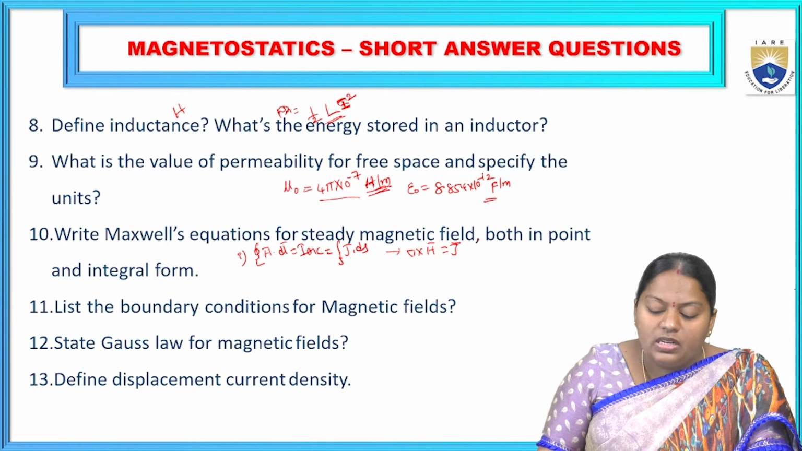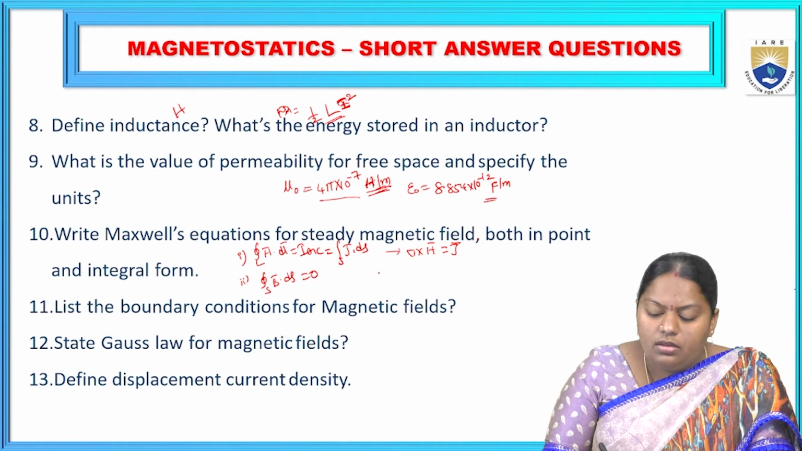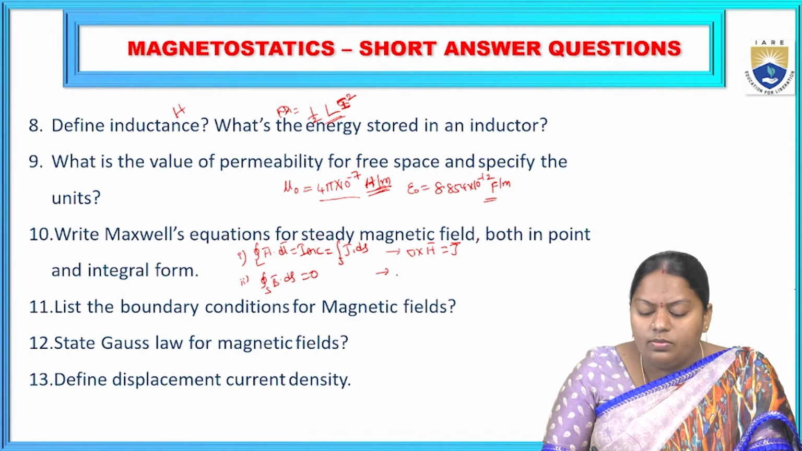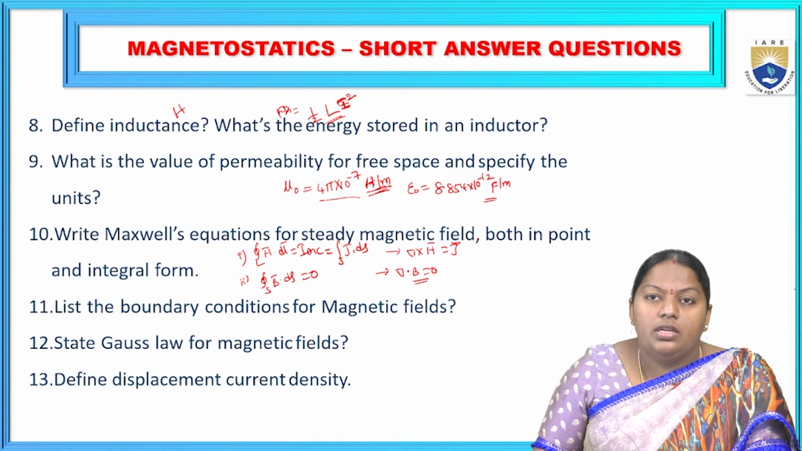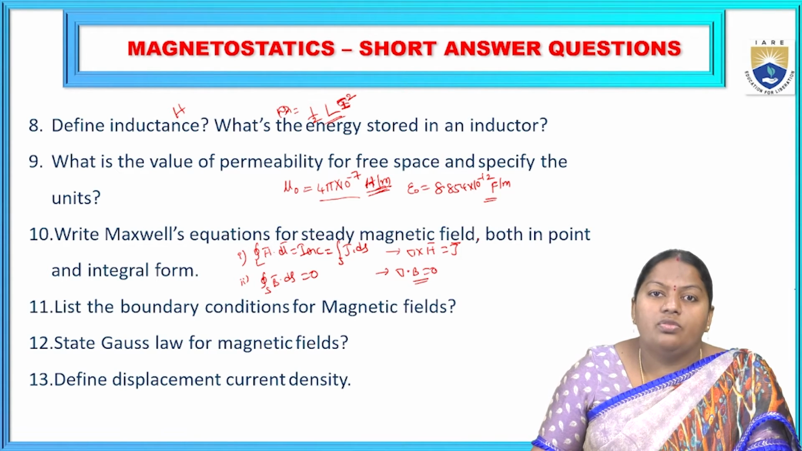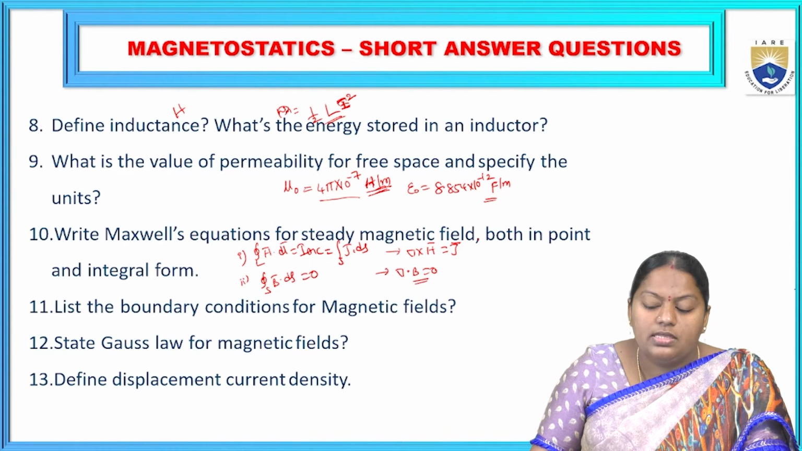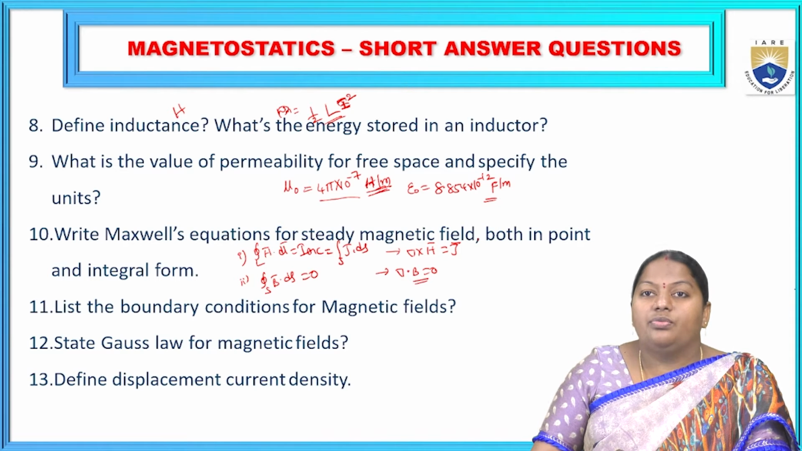magnetostatic fields. Coming to the second one, the integral form is closed surface integral over S of B dot ds is equal to 0, and then by applying the divergence theorem to this, it becomes del dot B equal to 0. This means we cannot separate the magnet into two parts, or isolated magnetic charge does not exist. We consider this the second Maxwell's equation to be derived in the case of steady magnetic fields.